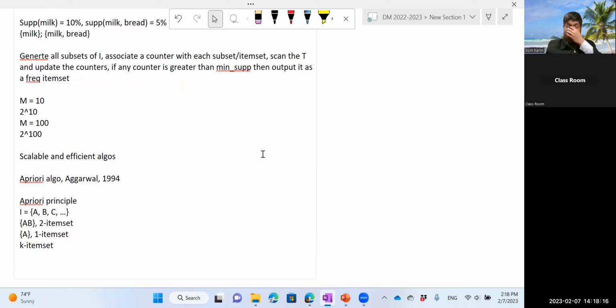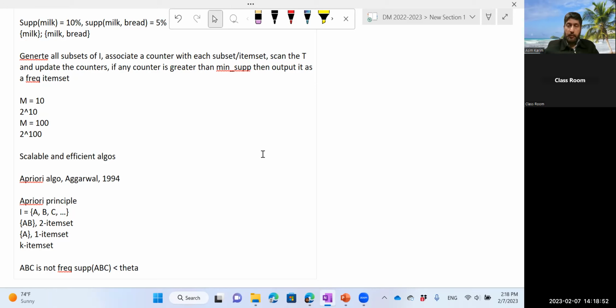Okay. So what is the a priori principle? It's a very intuitive idea. Let's say you know that an item set A, B, C is not frequent. What does it mean that it's not frequent? Meaning that the support of A, B, C is less than theta, or minimum support, in the transactional database.